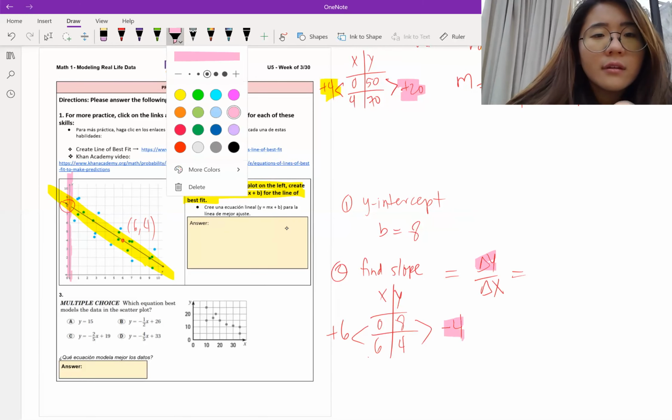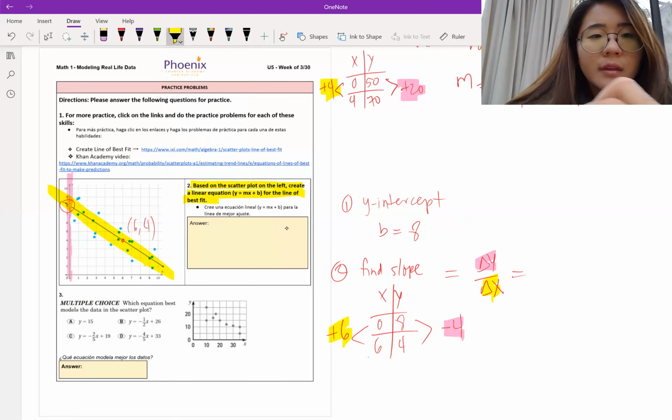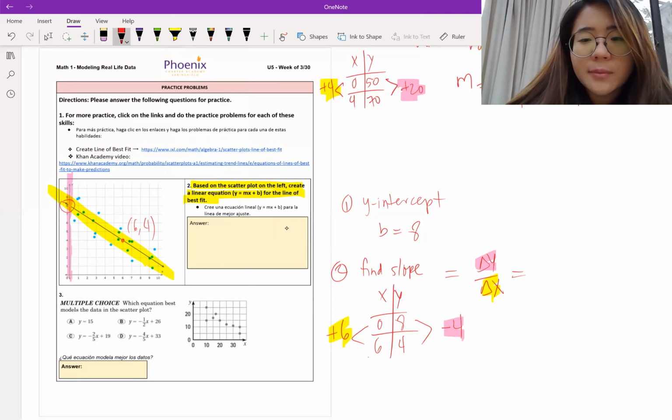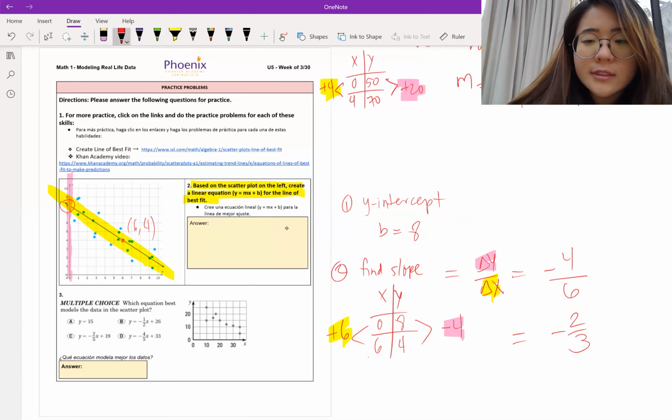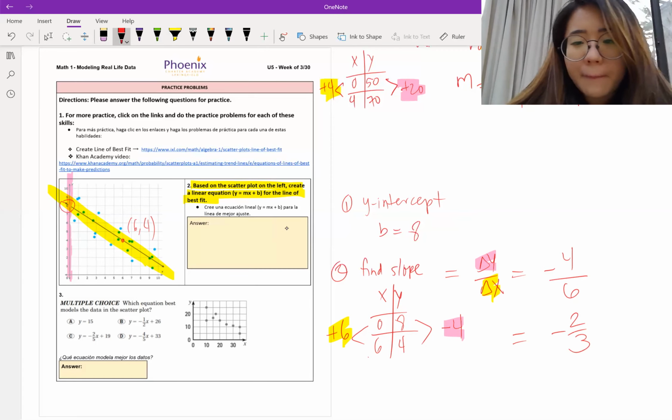So that's going to be that, and that's going to be that. So my slope is going to be -4/6. And then that means that my slope is actually -2/3. Did I get that right? I think so, yeah. +6, yep.